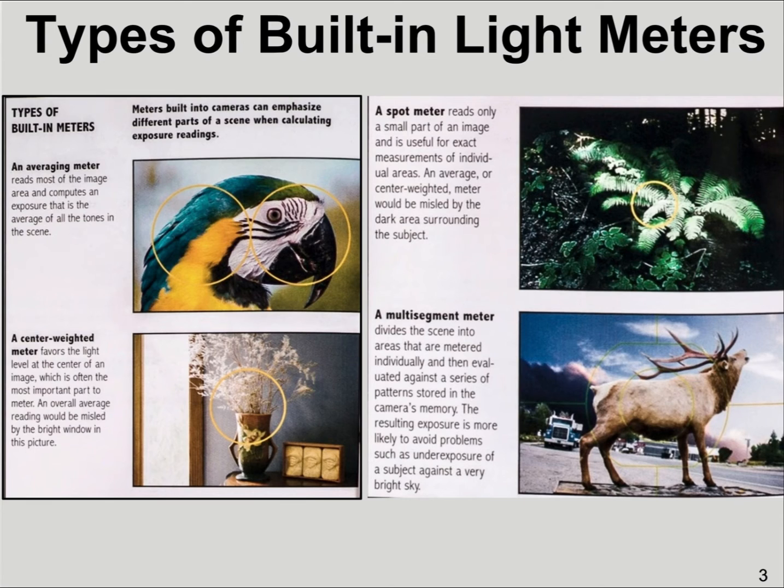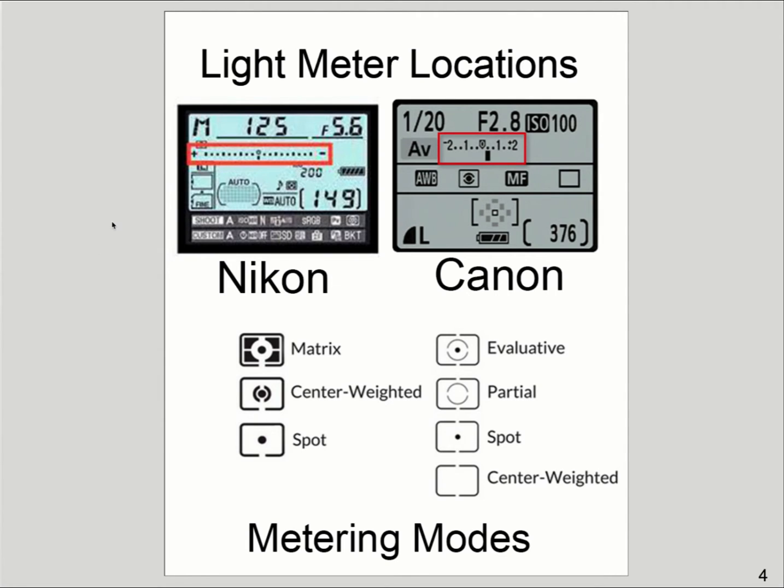Spot meters are just a smaller area in the center, and center weighted is a little bit bigger area in the center, and depending on your subject, that might be helpful. Here's how they look on your common cameras, Nikon on the left, Canon on the right. You can see these different modes and how they're going to look, so look for those symbols. That'll help you find them in your camera. You can also see in the red bar there, that is the light meter giving you some information. I'll show you more in the next slide.